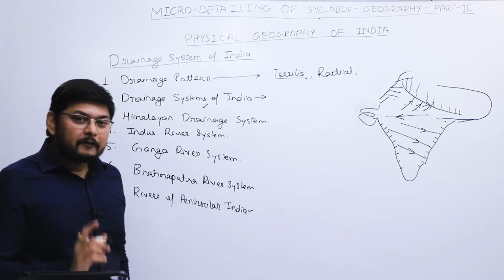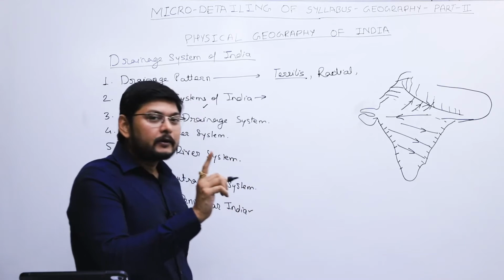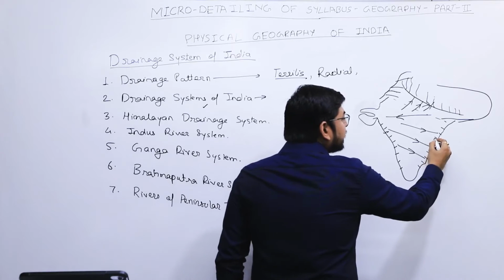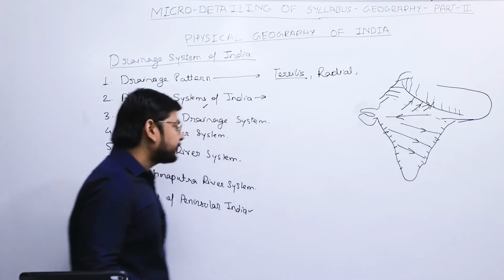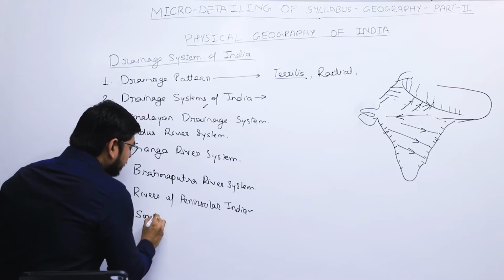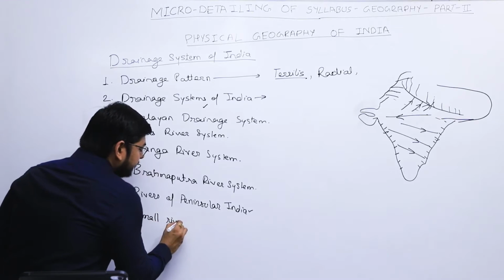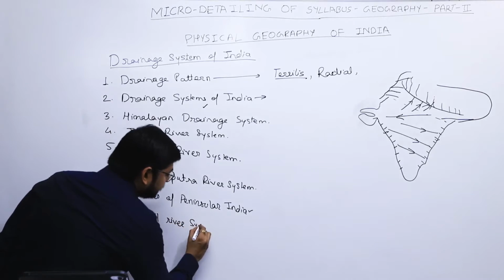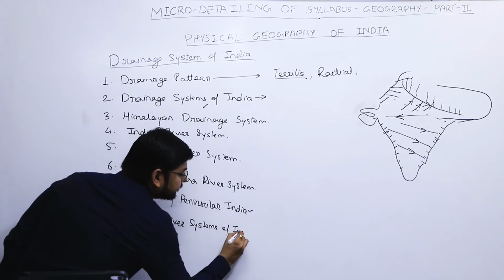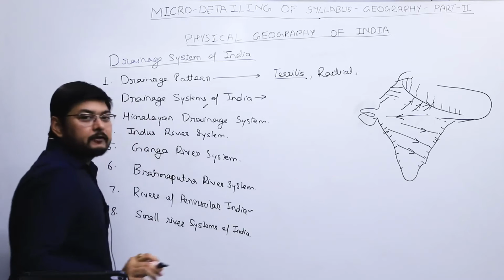Now, after this, we have an important part to study with respect to the small river systems present on the western coast and eastern coast of India. So the eighth part is the small river systems of India.